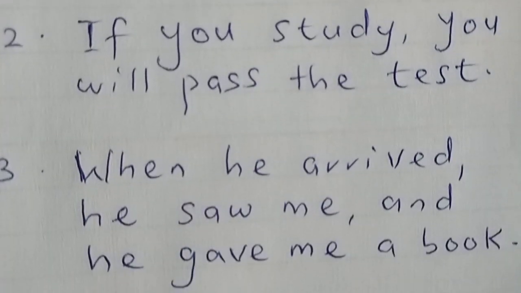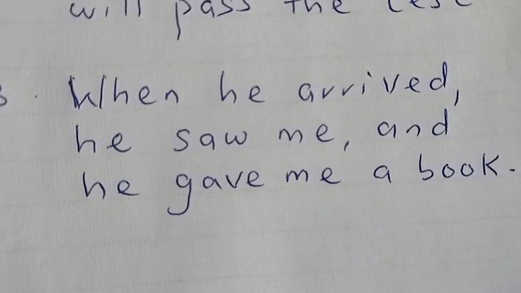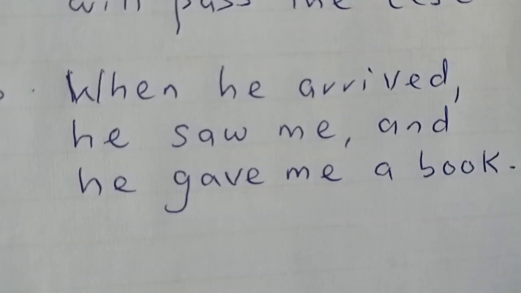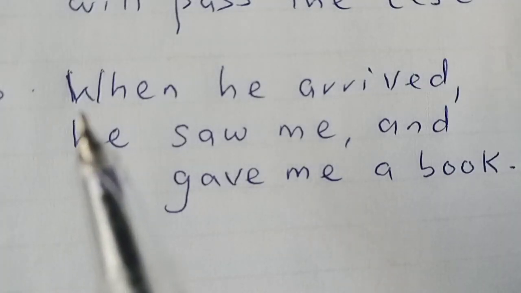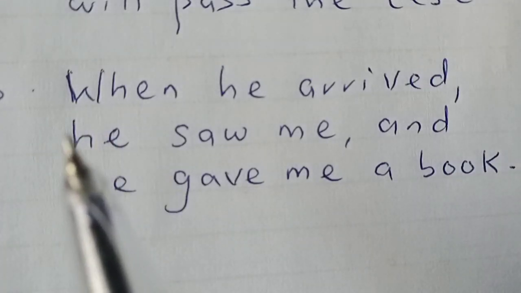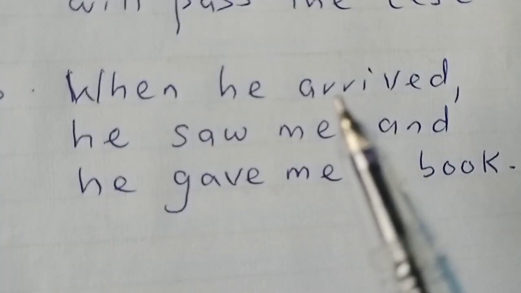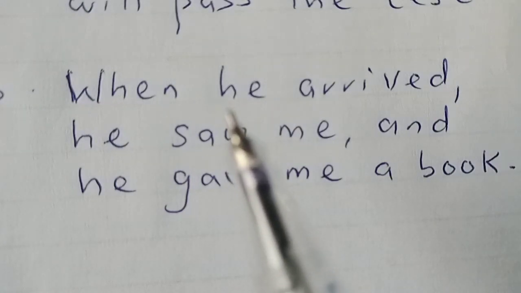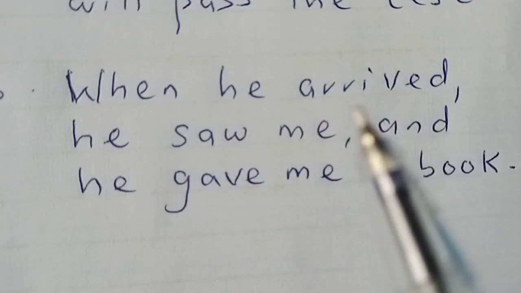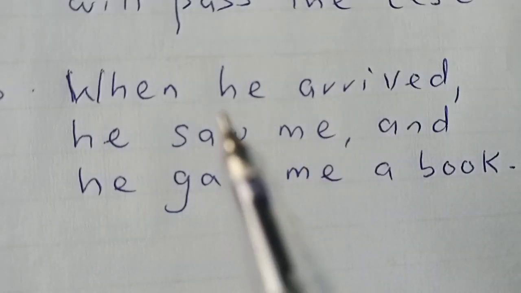Now, let's come to a three-clause sentence. What we have here is a three-clause sentence. When he arrived, he saw me and he gave me a book. Now, like I told you, it's a three-clause sentence. The first clause is "when he arrived." It's a clause because we have our subject here and you have the verb here. It's a finite verb because it agrees with the subject he.